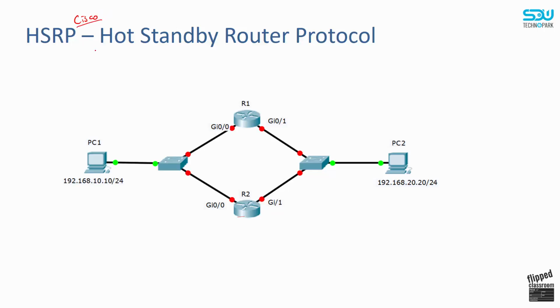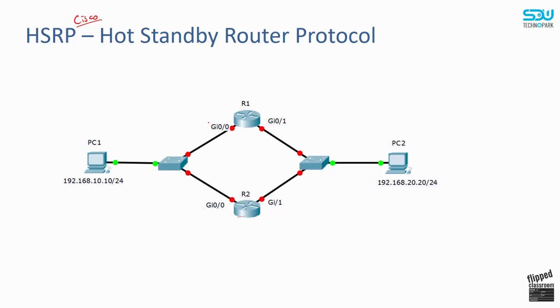equipment. And imagine that you have PC1 which is going to communicate with PC2 and they are interconnected with router 1 and router 2. And as you know, we have to have a default gateway for PC1, and the default gateway for PC1 has to be one of these two routers.